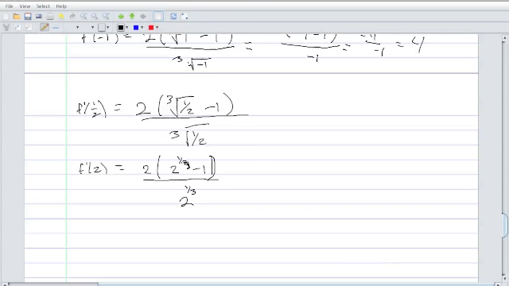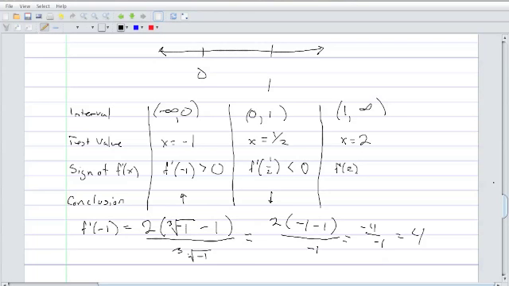Okay, so the cube root of 1 we know is 1, so since 2 is larger, that means the cube root of 2 is larger than 1. So something larger than 1 minus 1, this number should be positive. And this is positive, so you have a positive number over a positive number. So we know that f prime of 2 is positive. So our function should be increasing over this interval.